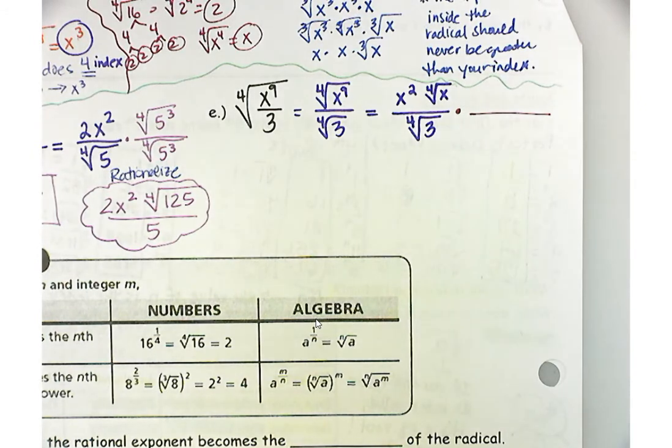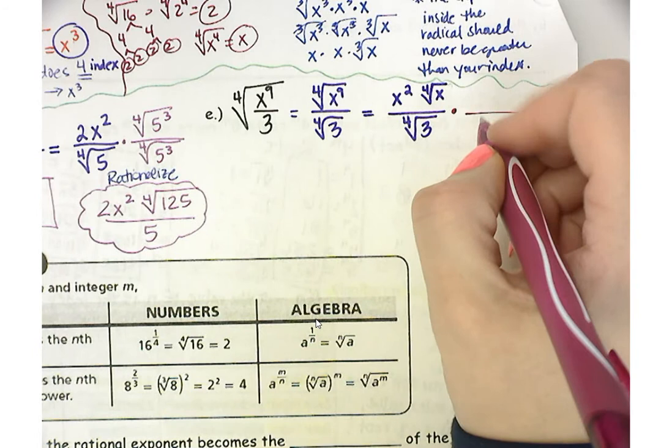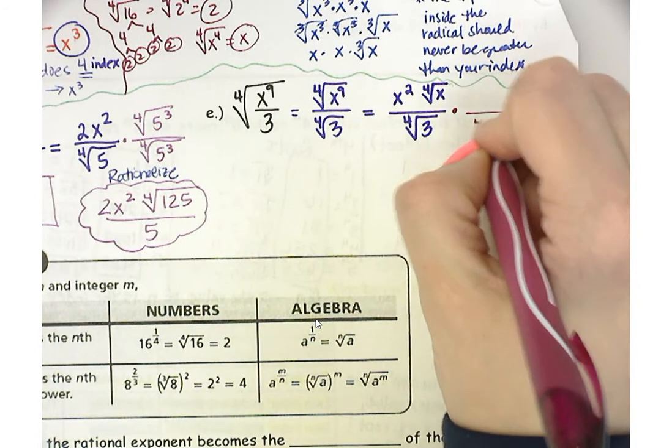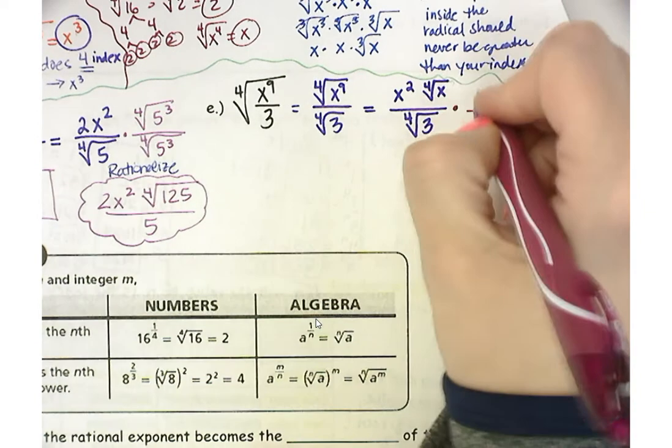Now notice, we have the 4th root of x times the 4th root of 27. Because those have the same root, you have to rewrite it as x squared 4th root of 27x. So those are both going to stay inside. So your final answer is x squared 4th root of 27x divided by 3.